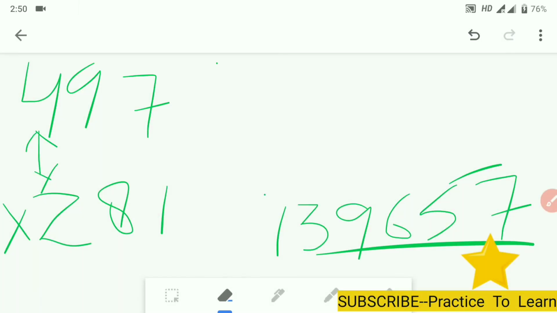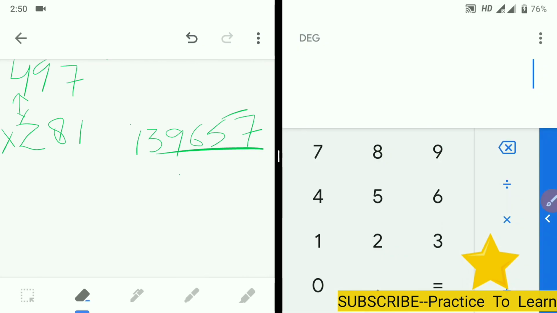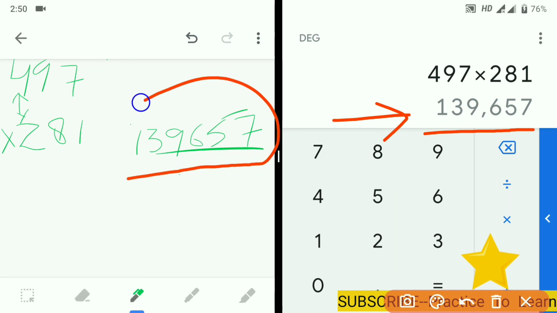So guys, let me check this on the calculator. We have 497 multiplied with 281. We got 139657. Here it is, 139657. This is the result.